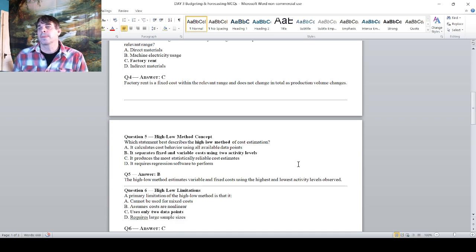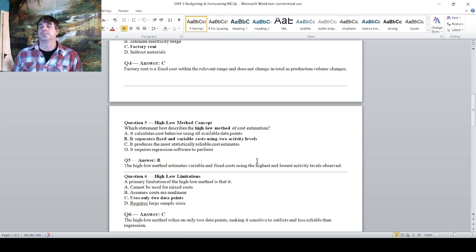Question 5, a high and low method concept. Which statement best describes the high and low method of cost estimation? And the answer is B. It separates fixed and variable costs using two activity levels. The high and low method estimates variable and fixed costs using the highest and lowest activity levels observed.